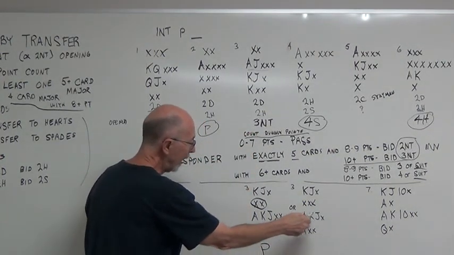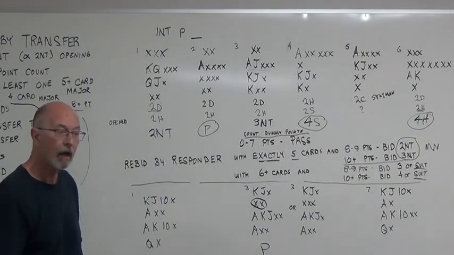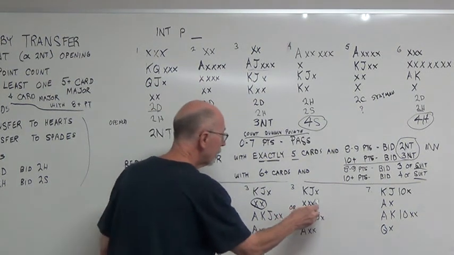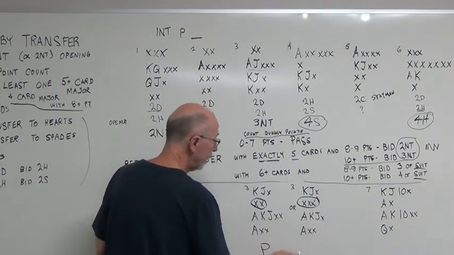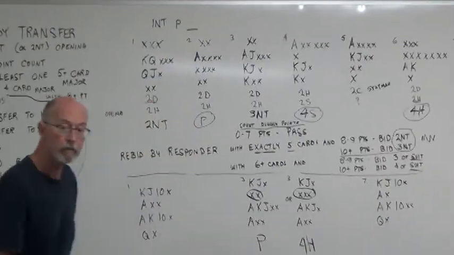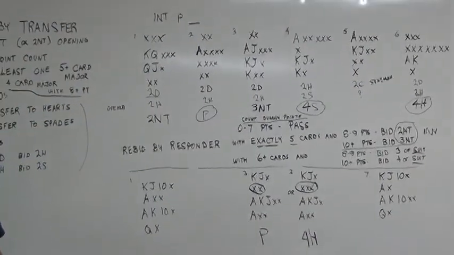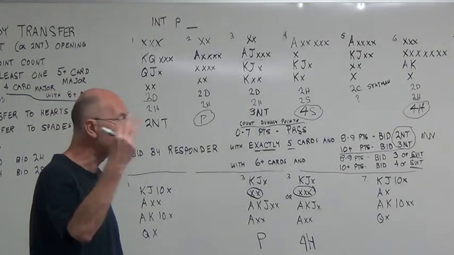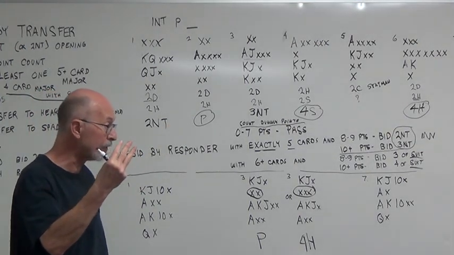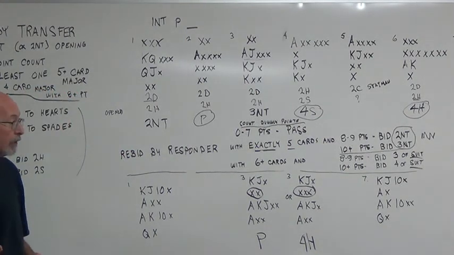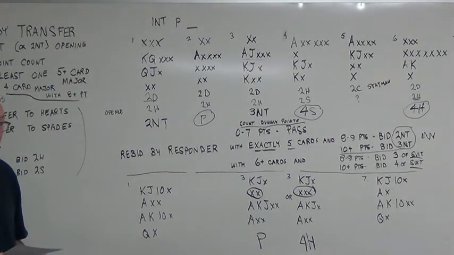But if you're holding this hand, you've got 3, you bid 4 hearts, because you have an 8-card fit. So when your partner takes you to game after transferring, if you've got 3 of the suit you transferred to, you take it to that suit. If you don't, you leave it in no trump. Everyone understand that?